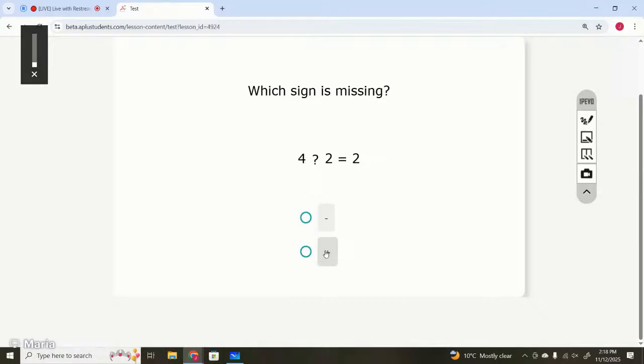Which sign is missing? Four minus 2 is 2. So that means we are subtracting. The correct option is the first one.